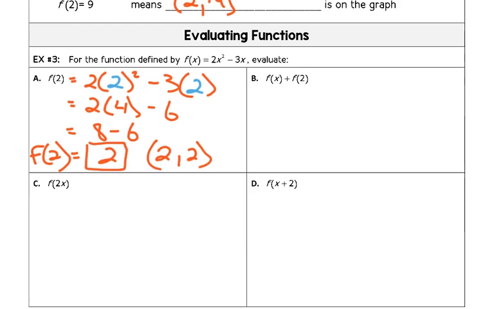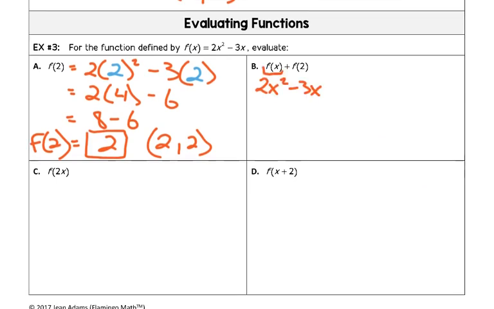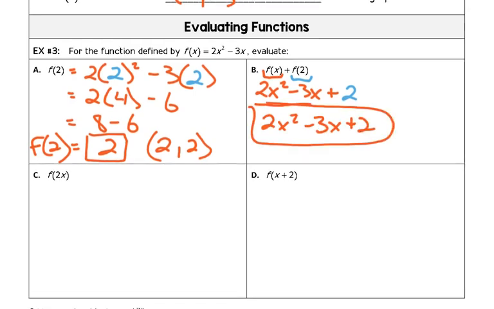Now what about part B, where we have f of x plus f of 2? All that means is we're just going to substitute what we know. f of x is the same thing as 2x squared minus 3x, and f of 2 we've already found in part A. We evaluated f of 2 to be 2, so plus 2. Then we have to simplify and combine like terms. We cannot combine any more like terms, so that's our final answer.